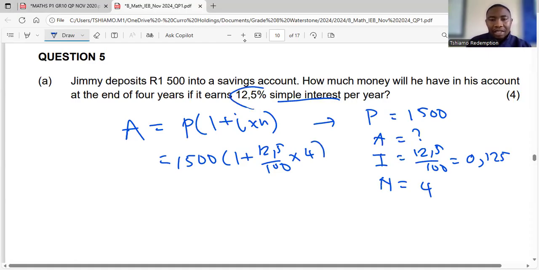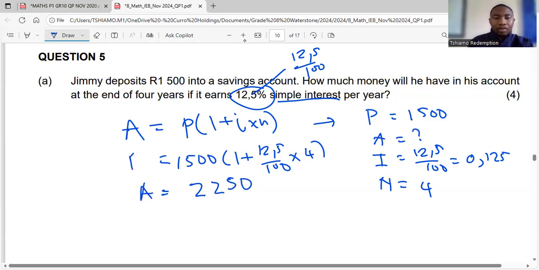So always the percentage given, change it into a fraction or a decimal. Then I'm going to press that on a calculator. Okay, here's a phone. 1,500 bracket 1 plus 0,125 times 4. So you get 2,250. That's your future value.